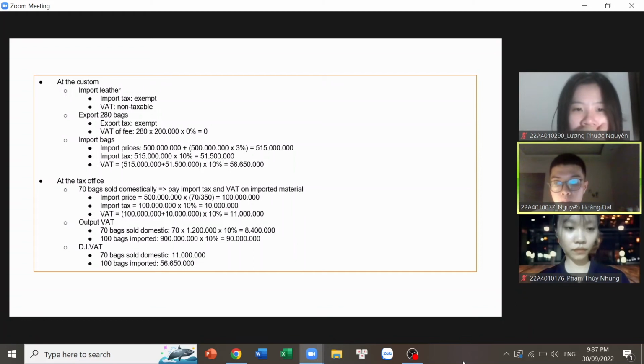The output VAT of 100 bags imported is 90 million dong, and the deductible input VAT is 11 million dong for 70 bags sold domestically and 56.65 million dong for 100 bags imported.